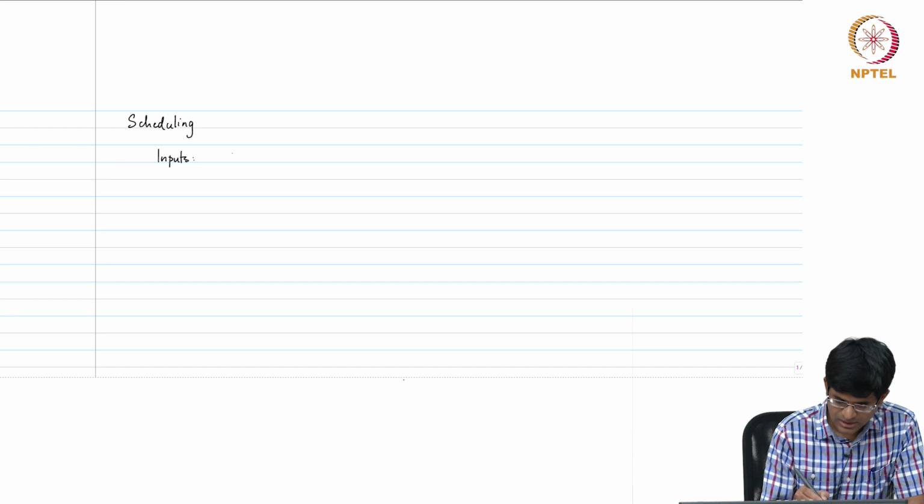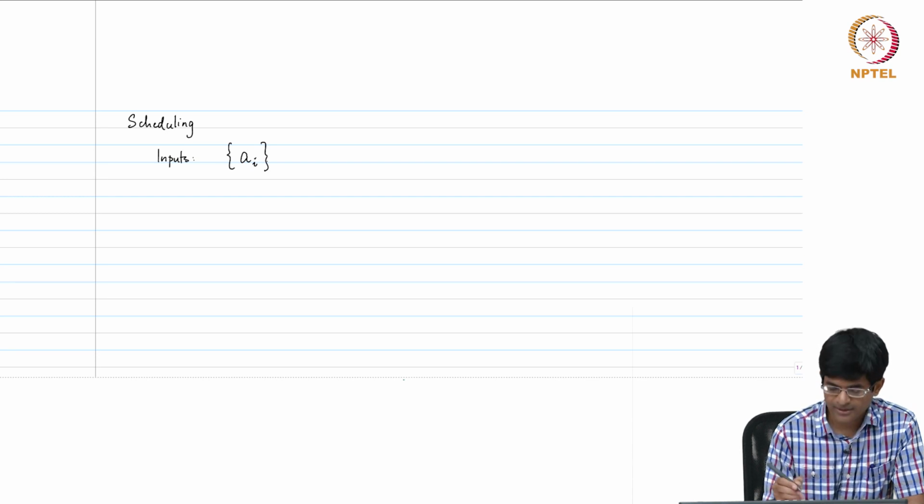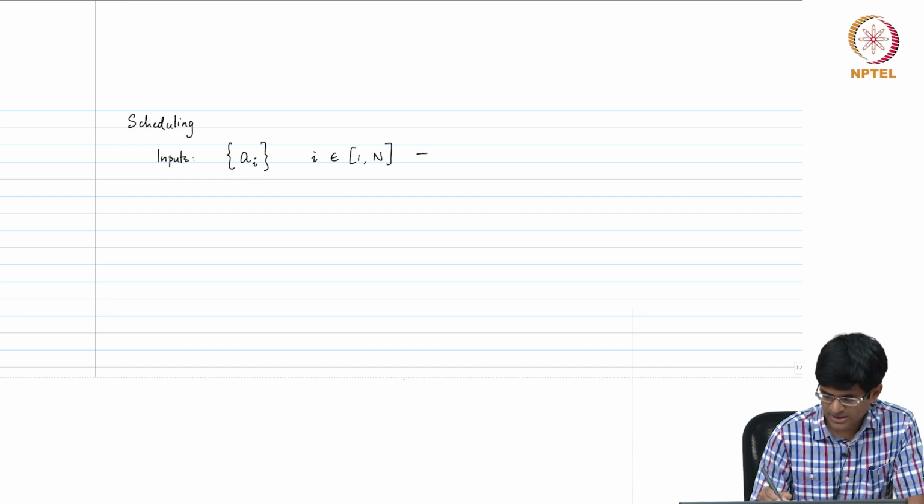Alright, so before we get into the description of force-directed scheduling itself, we will just quickly recap a little bit about the scheduling problem and move forward from there. So what we are trying to do is solve the problem of scheduling. As inputs, there is a set of tasks which I will call A subscript I, with I going from 1 to some number capital N. This is a set of tasks that need to be scheduled.